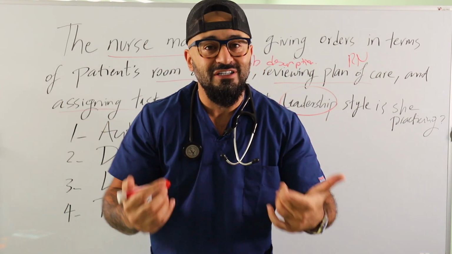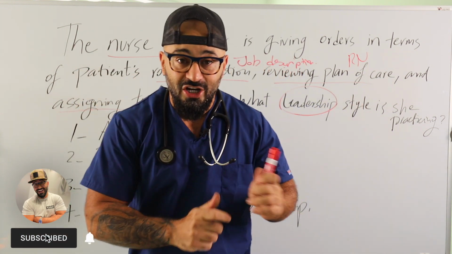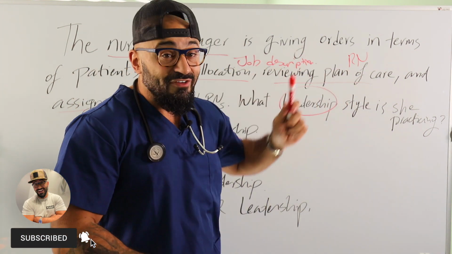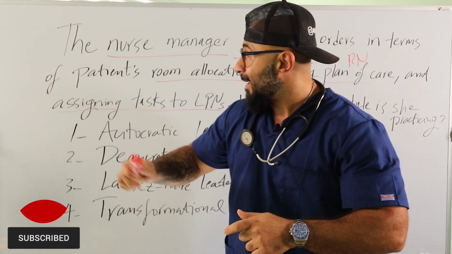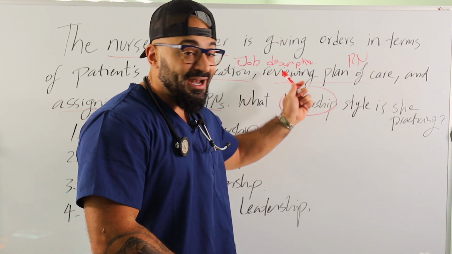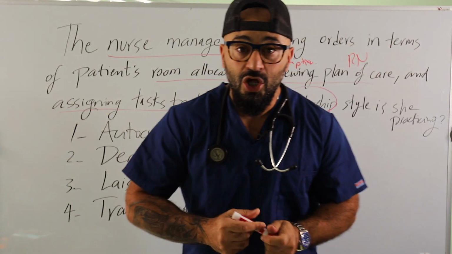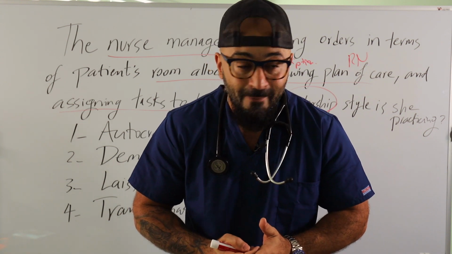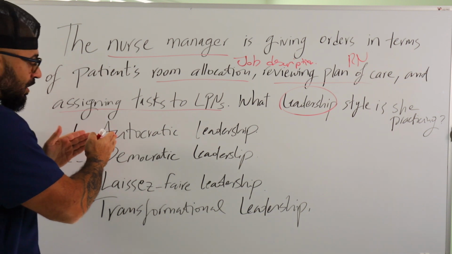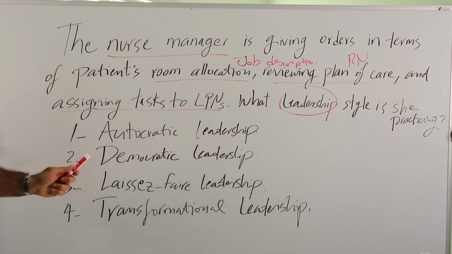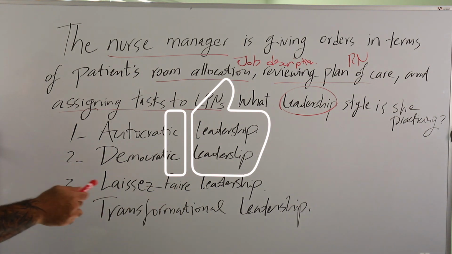Now, I already rephrased the question in my own words, but I've got to say it again. I've got a charge nurse on the unit who's giving orders to the staff about room allocation, about plan of care, reviewing plan of care, and assigning tests to the LPN. What is the leadership style? All right, let's read the options. Number 1, autocratic leadership. Number 2, democratic leadership. Number 3, laissez-faire leadership. And number 4, transformational leadership.